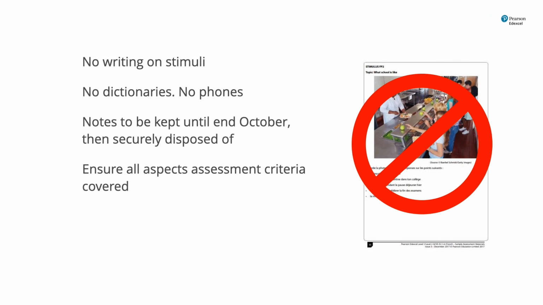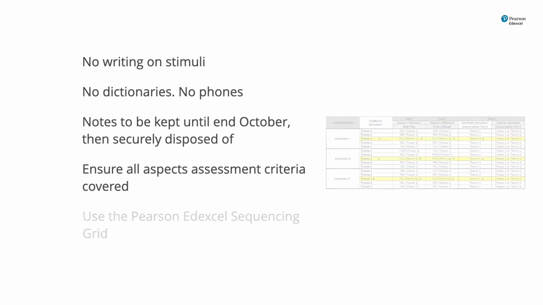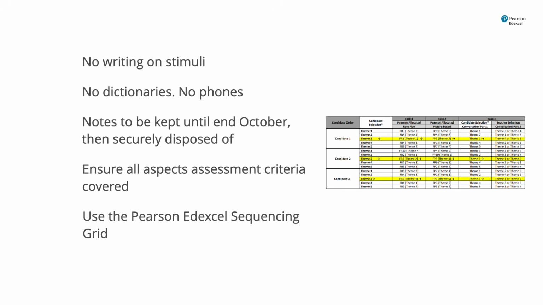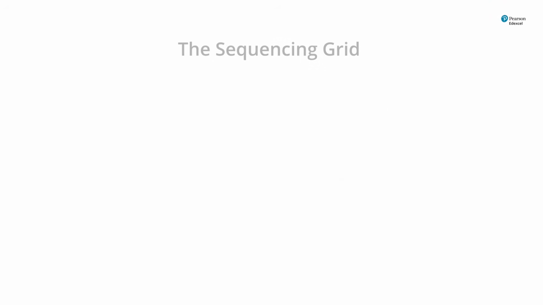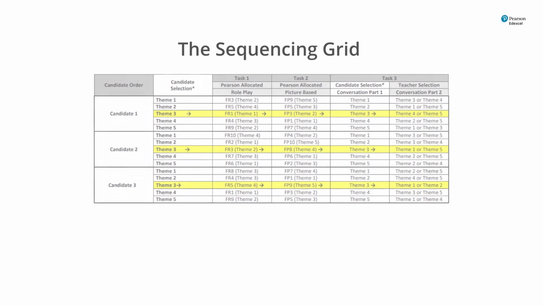The teacher examiner must cover all parts of each task to ensure that the candidate is able to access the maximum amount of marks available. Teacher examiners must use the sequencing grid provided by Pearson Edexcel. An invigilator must be someone who is competent and fully trained, who understands what is and what is not permissible. Let's take a look at the sequencing grid and explain how this works.